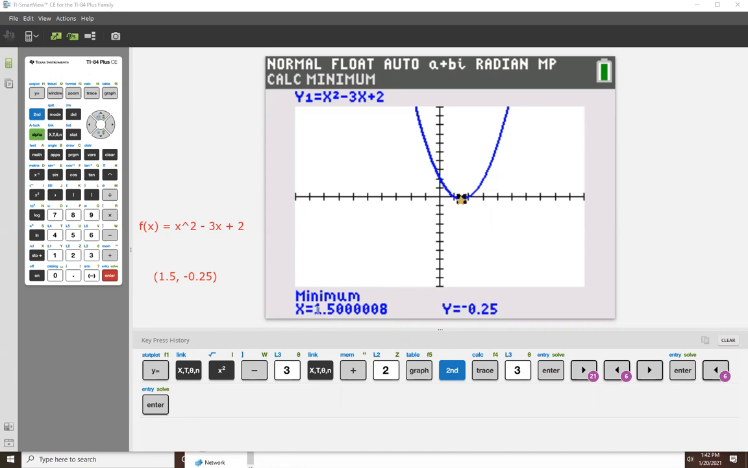So it will not be good enough for you to say, well, the minimum value is 1.5000008 comma negative 0.25. Nope, you got to leave the 0.00008 off. That's just the way it is. The calculator is not perfect, and it's not as smart as you and I. So you and I have to make that leap. That's how it works. Okay, let's do one more, shall we?